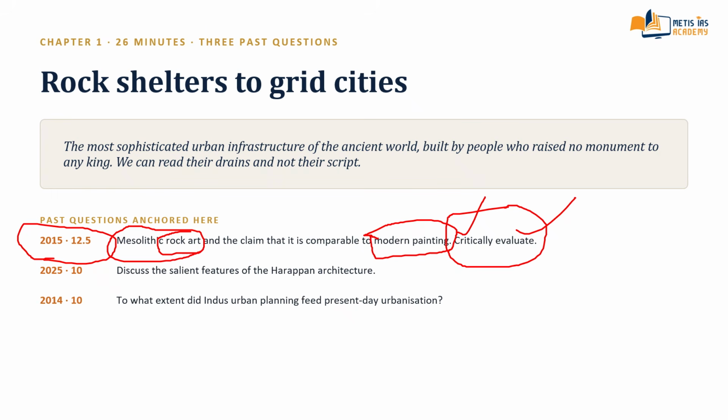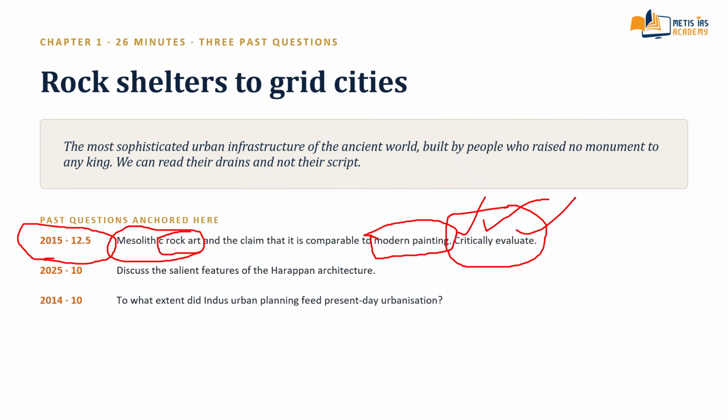But notice that the question contains 2 claims, and critically evaluate means you will support one and qualify the other. What is claim one? The paintings reflect the cultural life of the times. Support this fully. It is true and it is well evidenced.